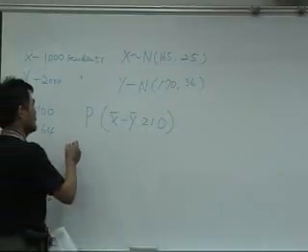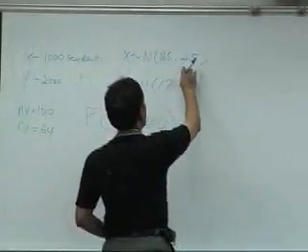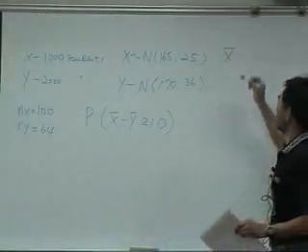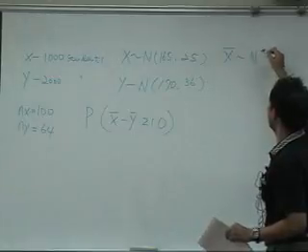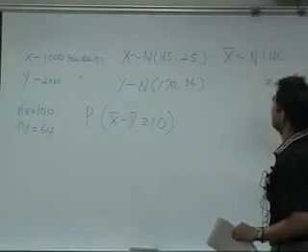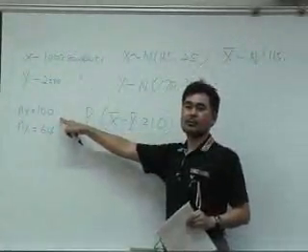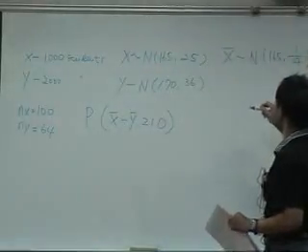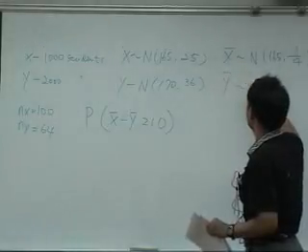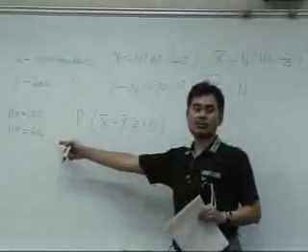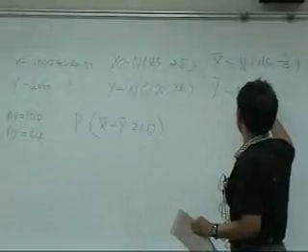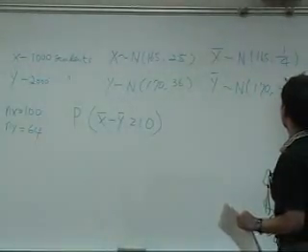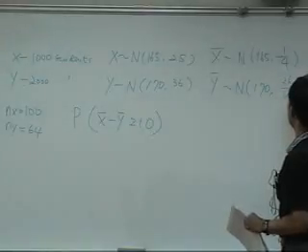In this case, you need to know the distribution of X bar. For X bar, it is going to be normal with mean 165, and how many people do you choose? You choose 100, so the variance is 25/100, that is 1/4. And for Y bar, how many people do you choose? You choose 64. So that is normal with mean 170 and variance 36 divided by 64.